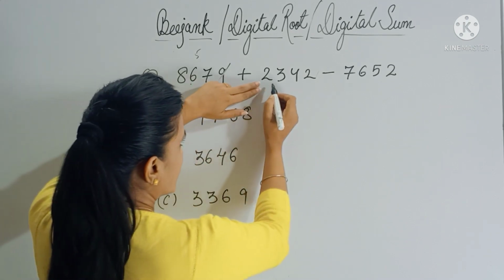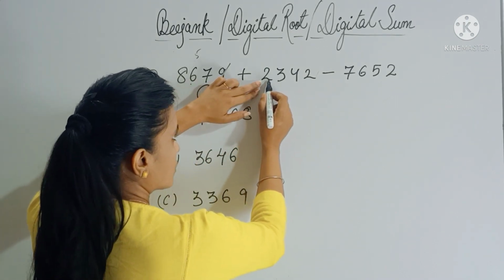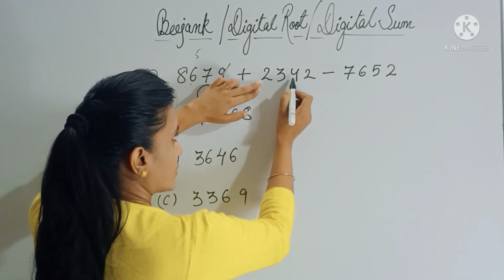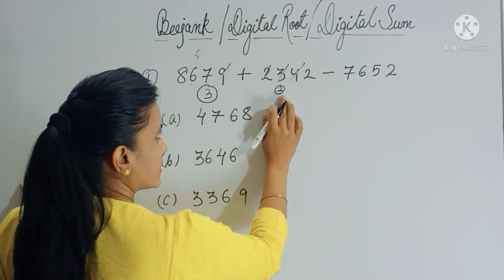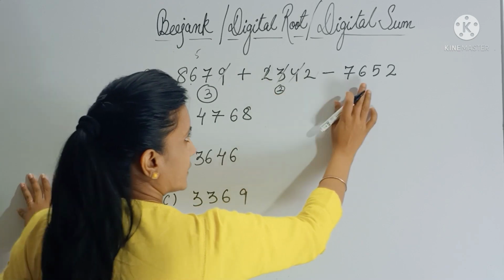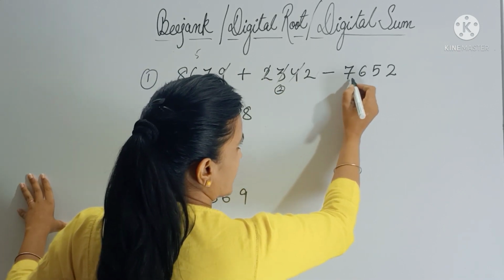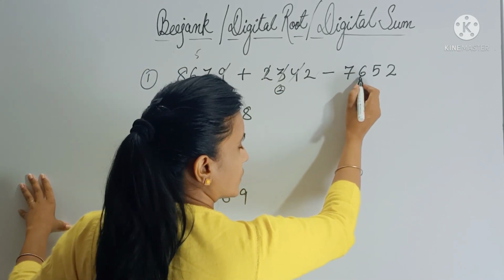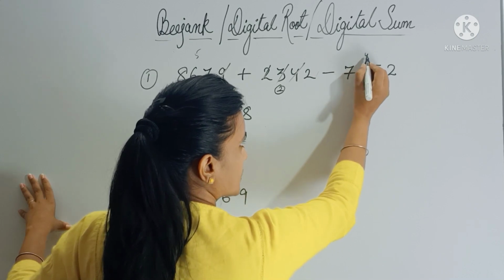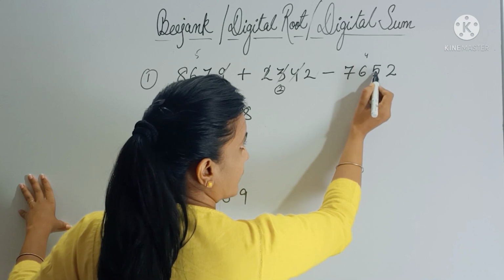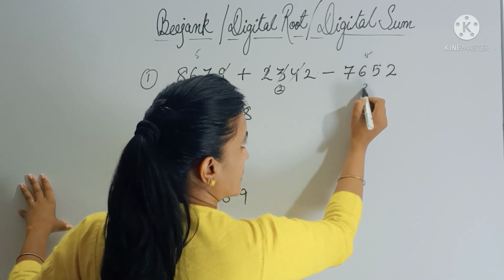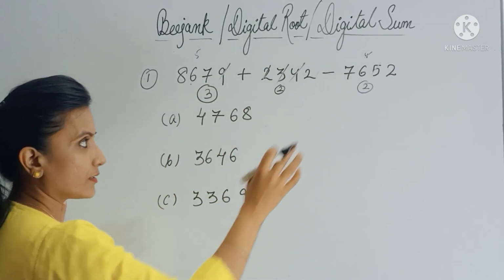Now here you can see that 3 plus 2 is 5, 5 plus 4 is 9. So strike off these and only 2 is left. So 2 is the digital root of this number. And here you can see that 7 plus 2 gives you 9. So here what is left? 4 is left, correct? And 9 you can strike off. Now 4 plus 5 gives you 9. So 2 is the digital root of this number.